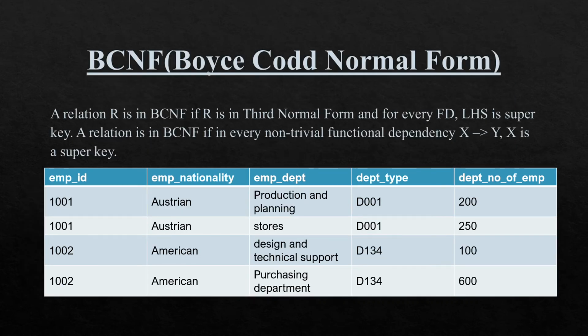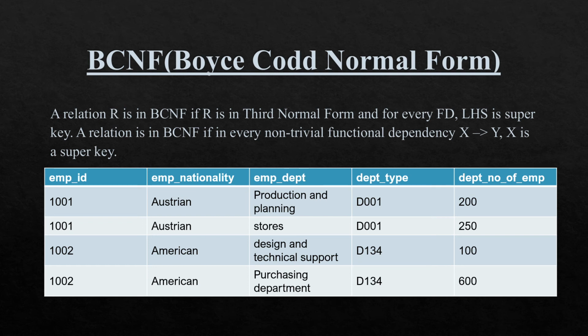Now Boyce-Codd normal form, BCNF. A relation R is in BCNF if R is in third normal form and for every FD, the LHS is a super key. A relation is in BCNF if in every non-trivial functional dependency X to Y, X is a super key. Sometimes BCNF is also called 3.5 NF because it is the advanced version of third NF. And now we will understand this with an example.